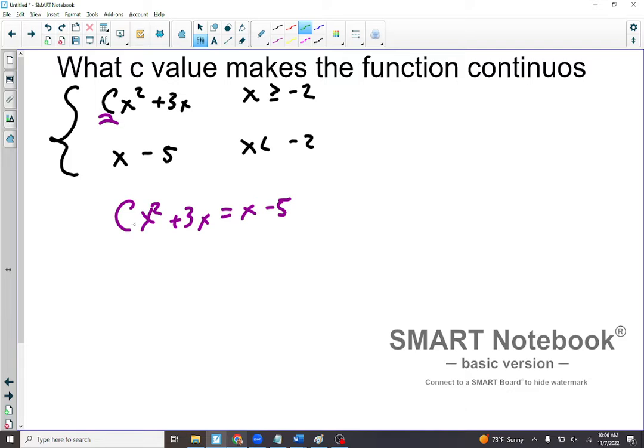And then we're going to plug in the x value we're looking at, in this case negative 2. So negative 2 squared is 4, so 4c plus negative 2 times 3 is negative 6, so negative 6 equals negative 2 minus 5, which is negative 7. A little bit of algebra, c is going to equal negative 1/4.